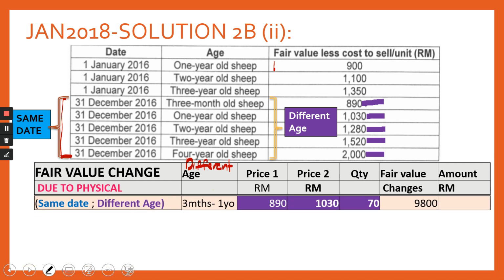So let's say the first situation. I'm relating to the asset, the first category, which is the 3 months old. Remember, we purchased 70 units of our 3 month old lamb. On the date of purchase it was 400, but we are not going to look at the date of purchase. We are looking at the date at the end of the year. So look at the price of 3 months old here, the price is 890, and after 9 months it will grow to become 1 year old, right? So you are going to compare this price 890 with 1030.